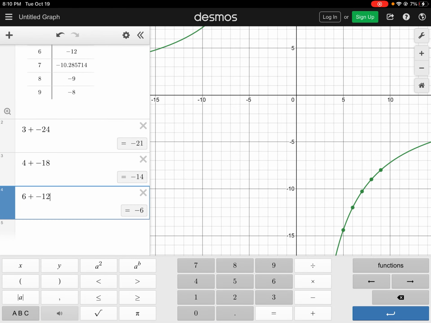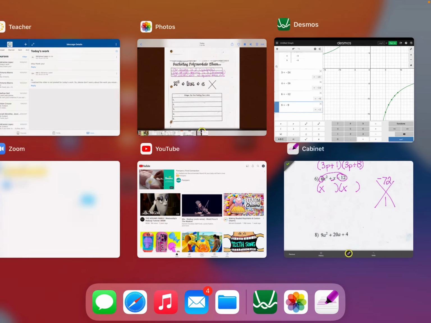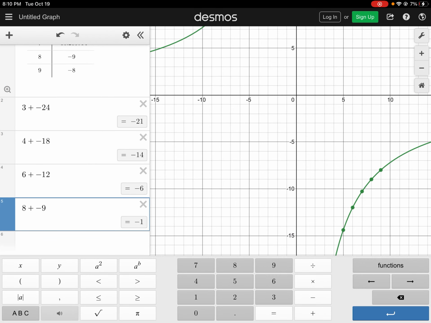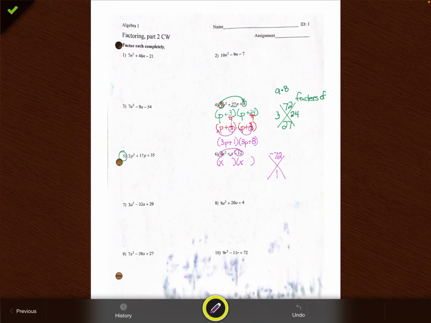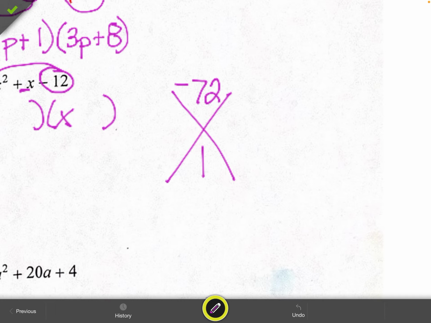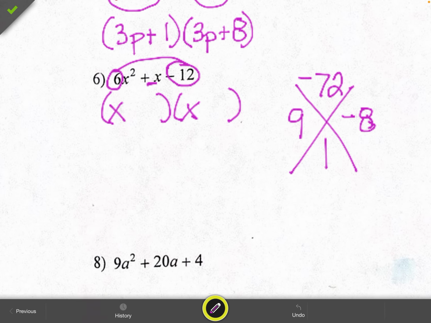Okay, so keep going, because sometimes it'll take you a minute to get to the numbers that work. Skipping 7 because of the decimal. All right, let's try 8 plus negative 9. Okay, negative 1. Do I want negative 1? Ugh, positive 1. Dang. All right, well, let's try the next one. 9 and negative 8. Oh, okay, finally, there's my positive 1. So 9 times negative 8 gives me negative 72. 9 plus negative 8 gives me positive 1. It took a minute, but I got there.